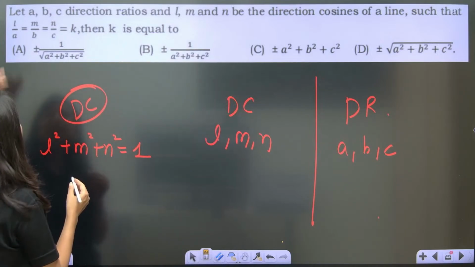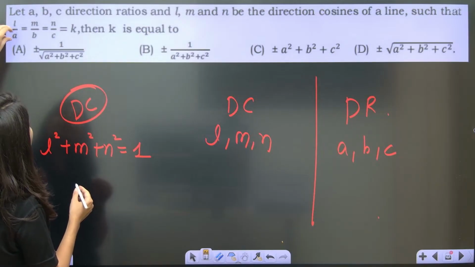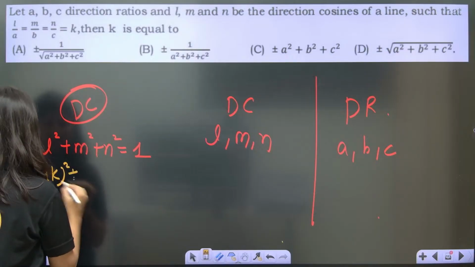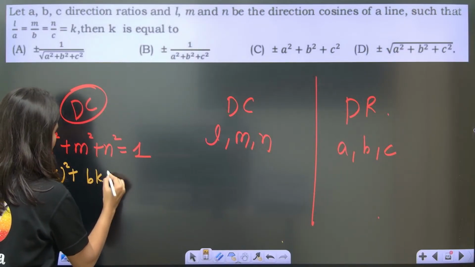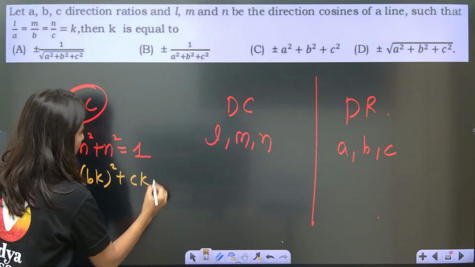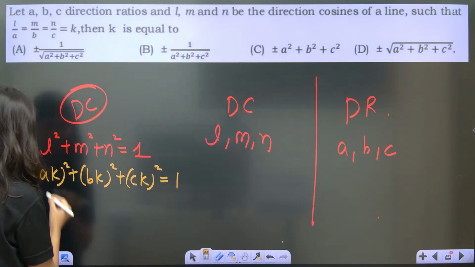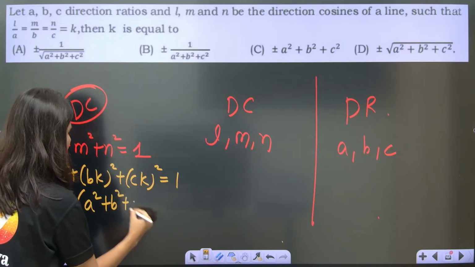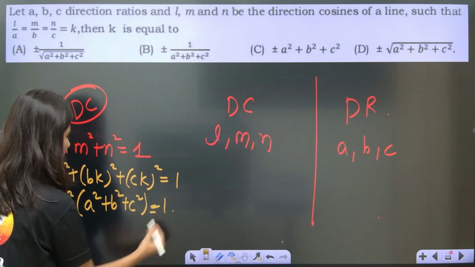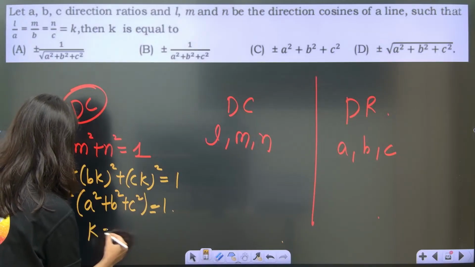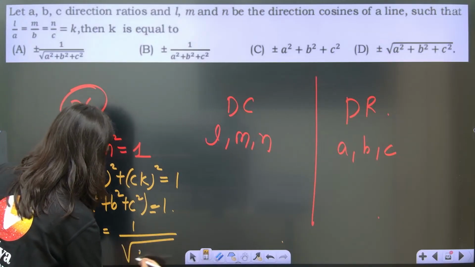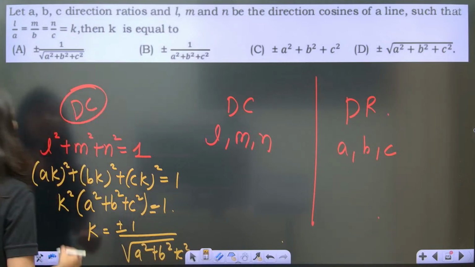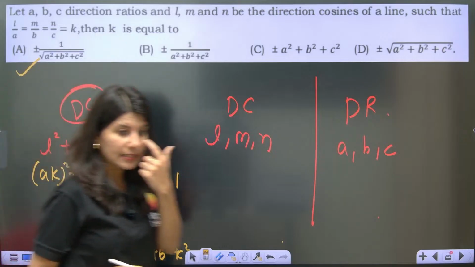Now understand that l is what? From here, if I just mark, l is nothing but ak. So, (ak) whole square plus (bk) whole square plus (ck) whole square is equal to 1. So, this is k square, if I take common, (a square plus b square plus c square) is 1, okay. So, now k value will be nothing but 1 upon square root of a square plus b square plus c square, and plus minus sign will be applicable. Option A clearly seems to be the right answer.